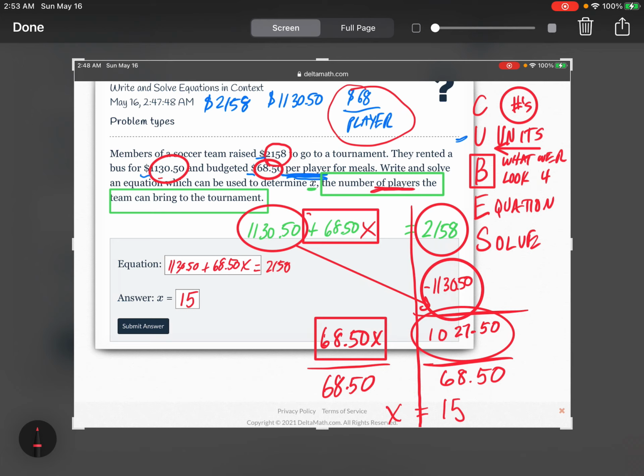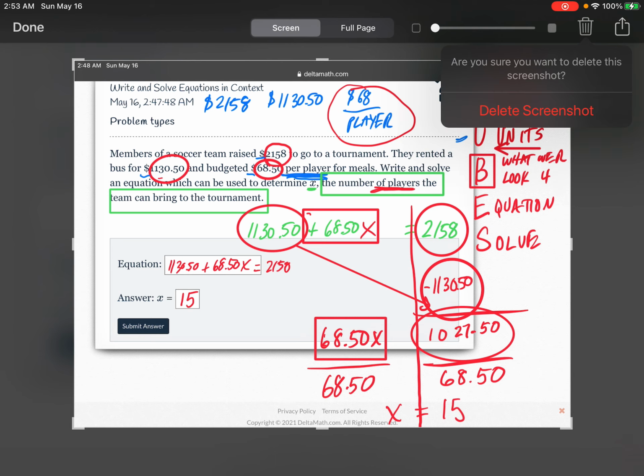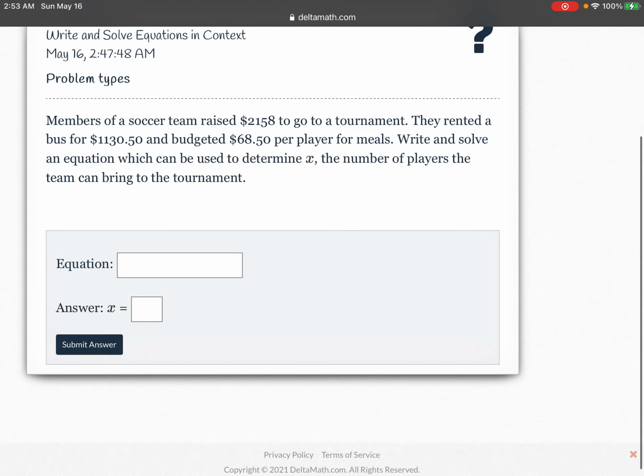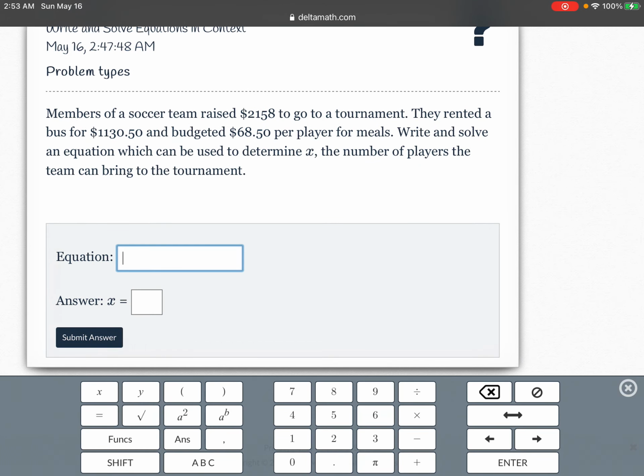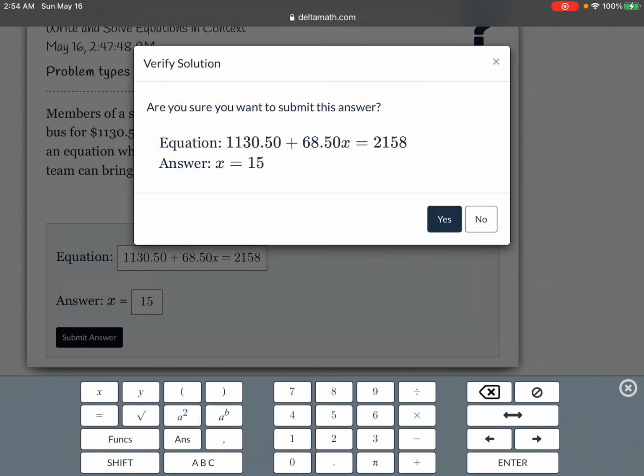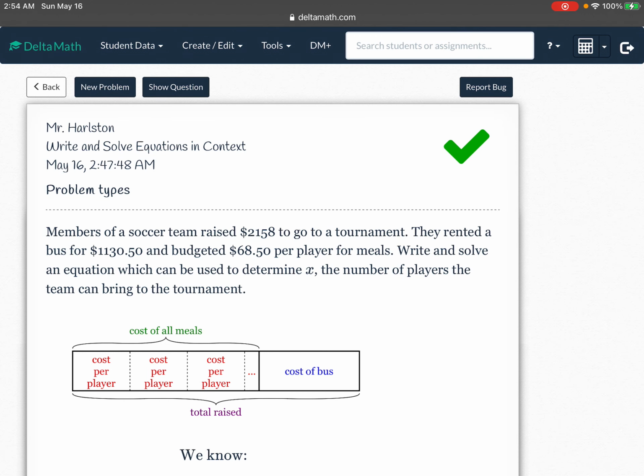So let me go back to DeltaMath, and I'm going to enter that just to show you how this should go. It'll be 1130.5 plus 68.5x equals 2158. And when we solved it, we got 15. Let's submit this. And there we go. And that's how you would do it. All right.